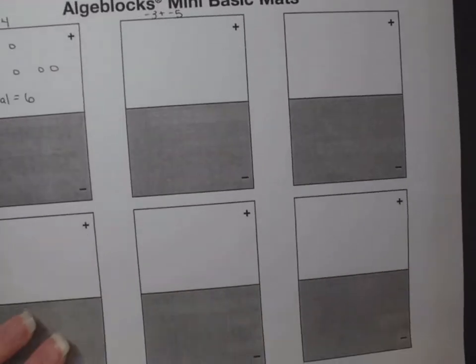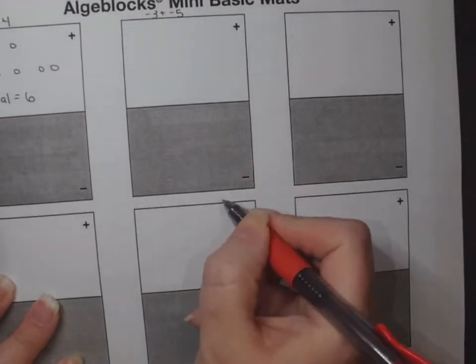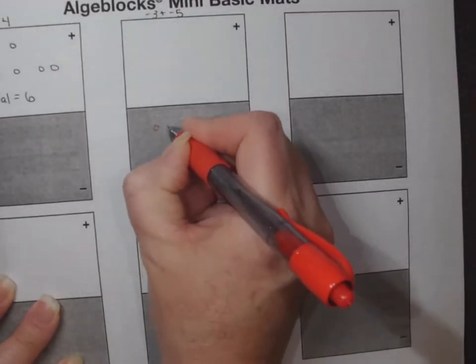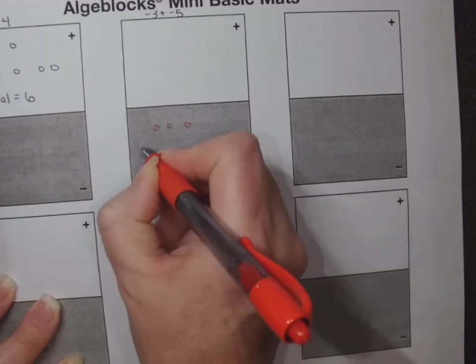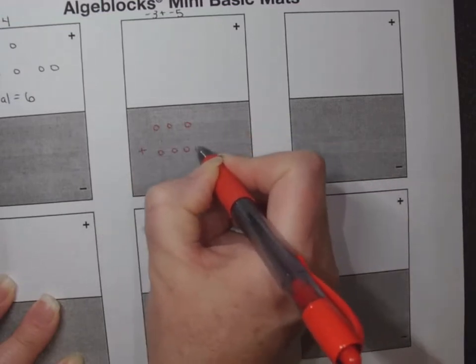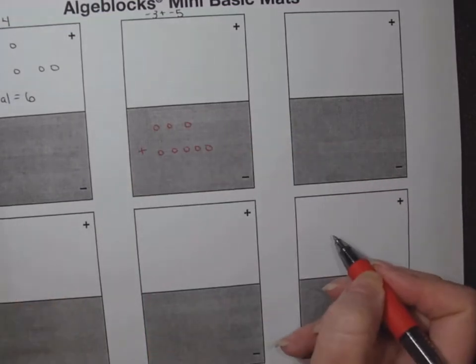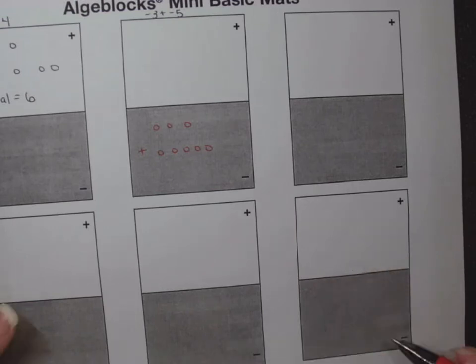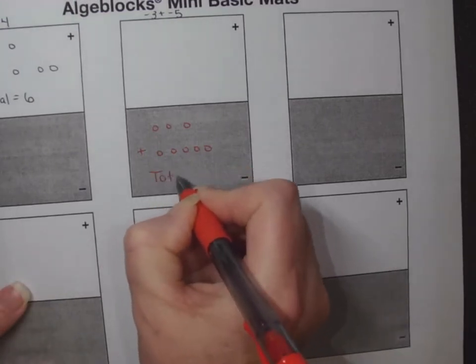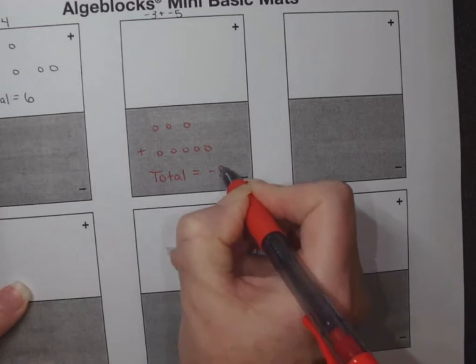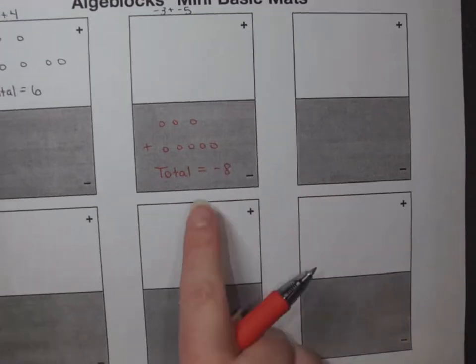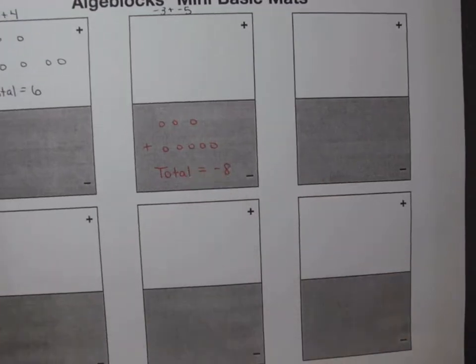So coming back here, if we want to draw that, I'm going to not only draw it in the negative, but I'm going to draw it with red. So I have negative 3 plus negative 5. And of course that totals to negative 8. Sorry if it's a little bit blurry just because my printer printed that kind of dark.